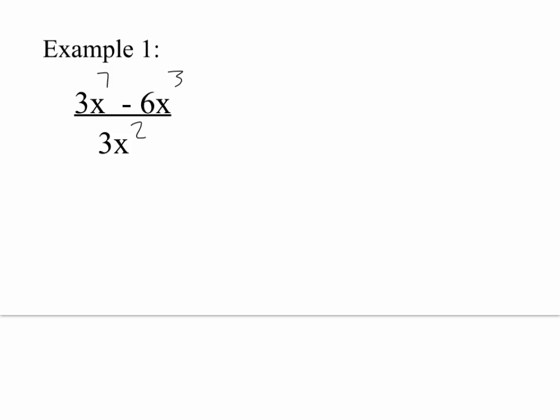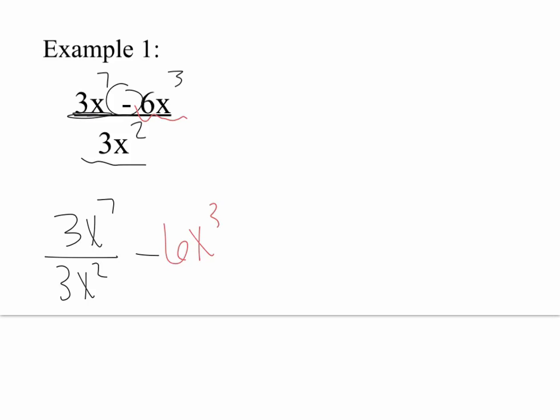So let's look at some examples. The first example is 3x to the seventh minus 6x to the third, all divided by 3x squared. Step one was to separate the polynomial. So we're going to start with the very first term, which is 3x to the seventh, and divide it by the bottom term, which is 3x squared. Then we have a subtraction sign here. Then we're going to take the second term, which is 6x cubed, and divide it by the bottom term, which is 3x squared. So all we've done is separate them.